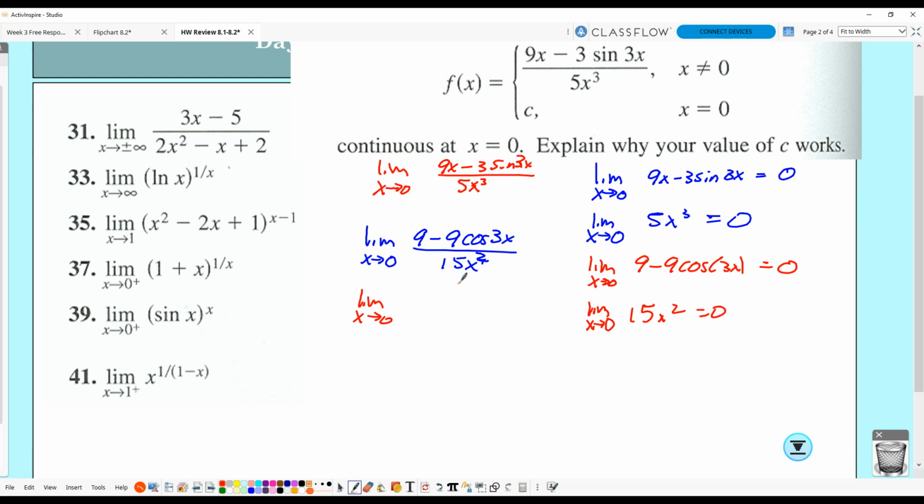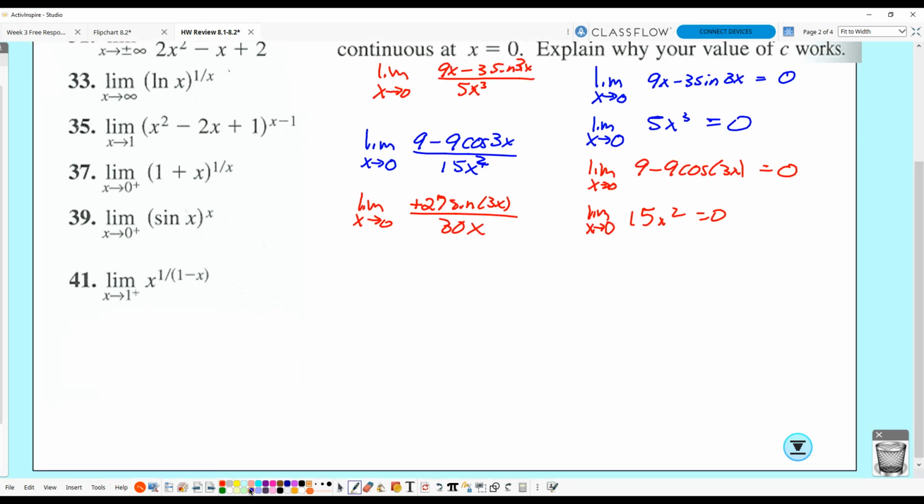Mateo, what's the derivative of the numerator? That would be negative 27 sin 3x. Or sorry, positive 27. Utah, what's the derivative of the denominator? 30x. Okay. Oh boy. One more. Here we go again. Getting a sense of deja vu. Yeah, it's all over again.